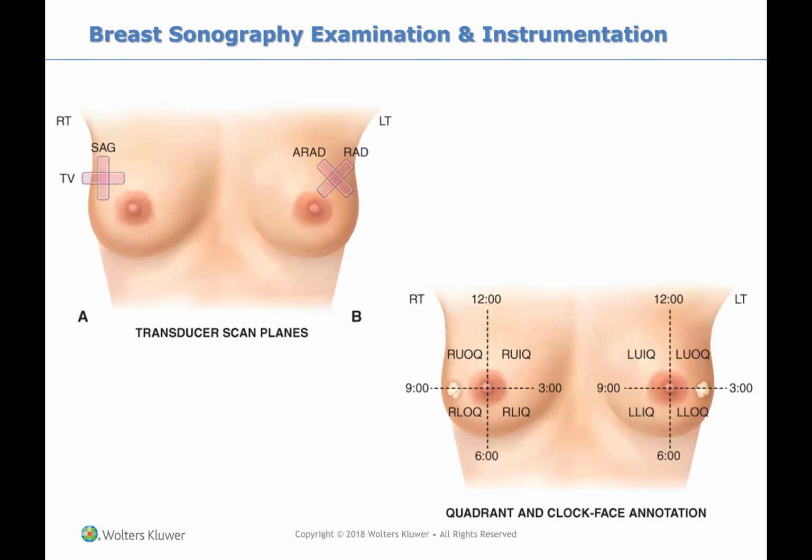So this is what we're talking about with the breast. You use a clock. On the right breast, as you can visualize, just like a clock, 12 o'clock would be straight up, 3 o'clock would be to the left, 6 o'clock is straight down, and 9 o'clock. On the left breast, it's going to be the same thing.